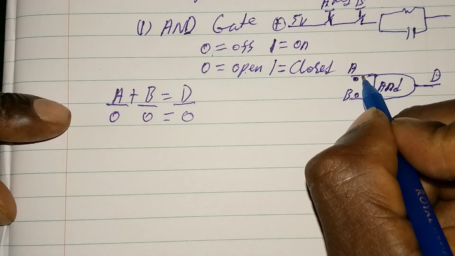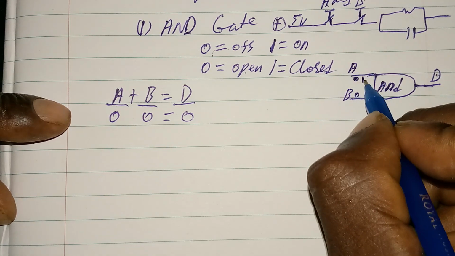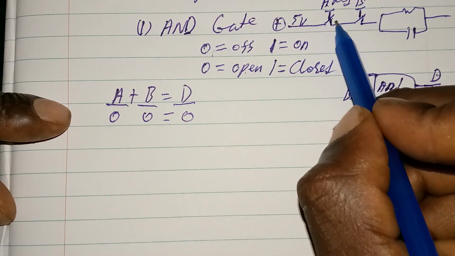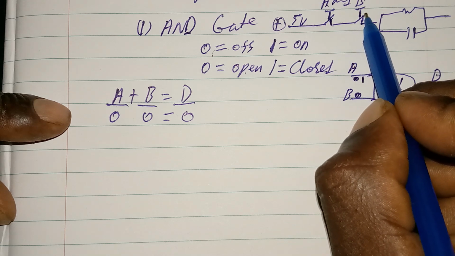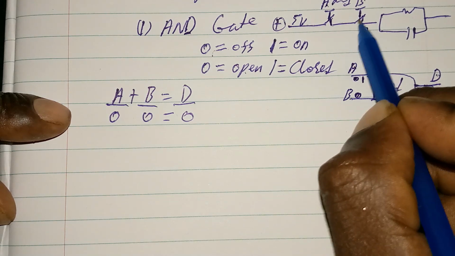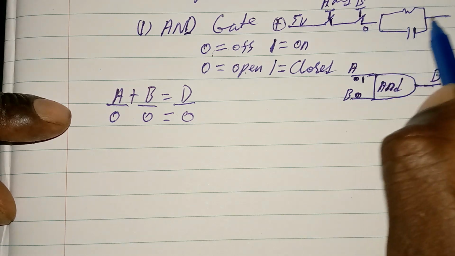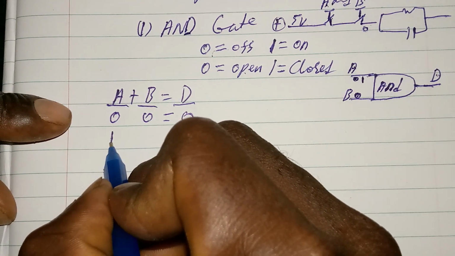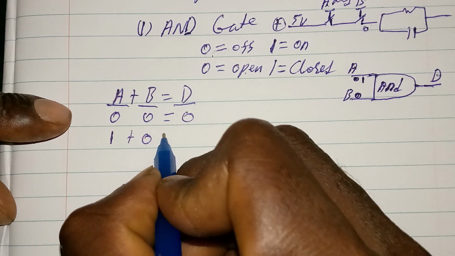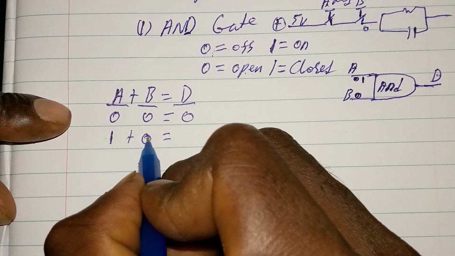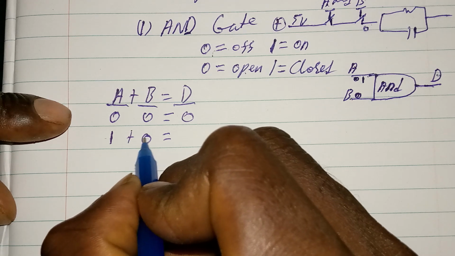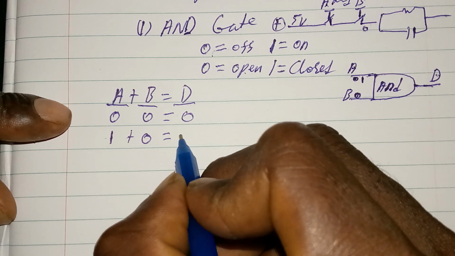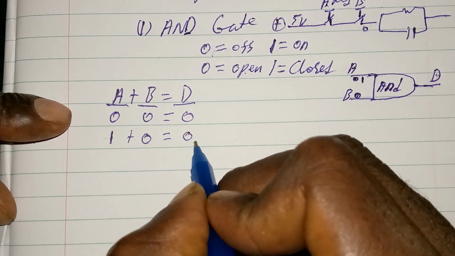Now, if we close the A switch here, leaving the B switch open, current will flow through this A switch, but it will not flow through the B switch because B here is open. So there is not going to be any voltage to the circuit. So if we have the A closed here and leave the B open, current will travel here, but it will not travel here because the switch B here is open. So there is not going to be any voltage to the circuit. So the circuit is still off.